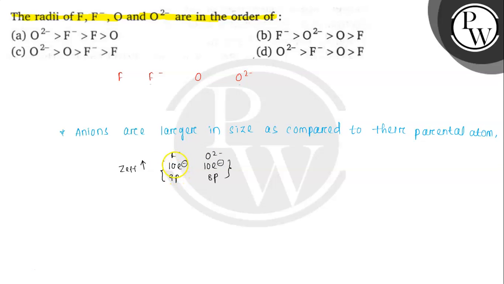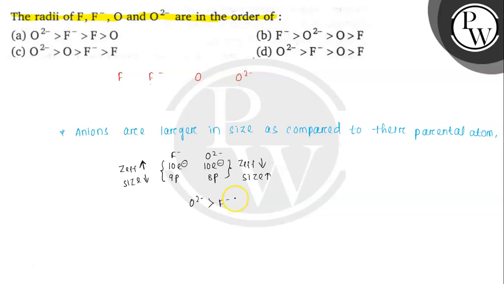As the nuclear charge is more, there is more effective nuclear charge in case of F minus as compared to O2 minus. So as the effective nuclear charge is more, size will be less, and here effective nuclear charge is less, so size will be more. That means O2 minus is larger in size than F minus, or O2 minus has larger radii than F minus.